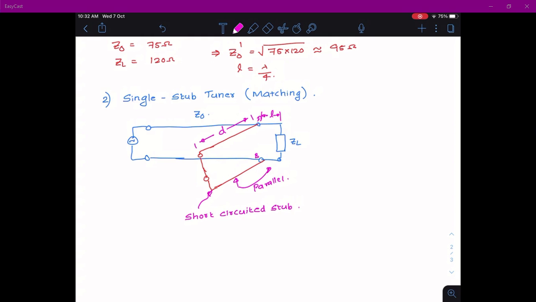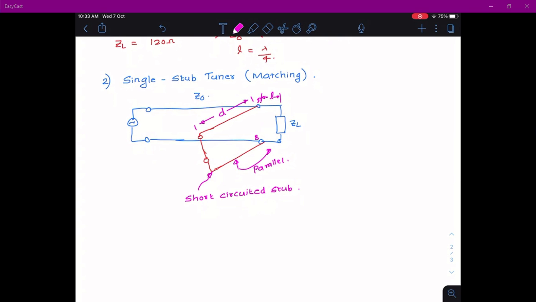It can also be open circuited, but we will not use an open circuited stub because it radiates some energy at very high frequency. That is why we always prefer a short circuited stub. So what we want to find is what should be L, what should be D, and what should be the characteristic impedance or admittance of the short circuited stub.